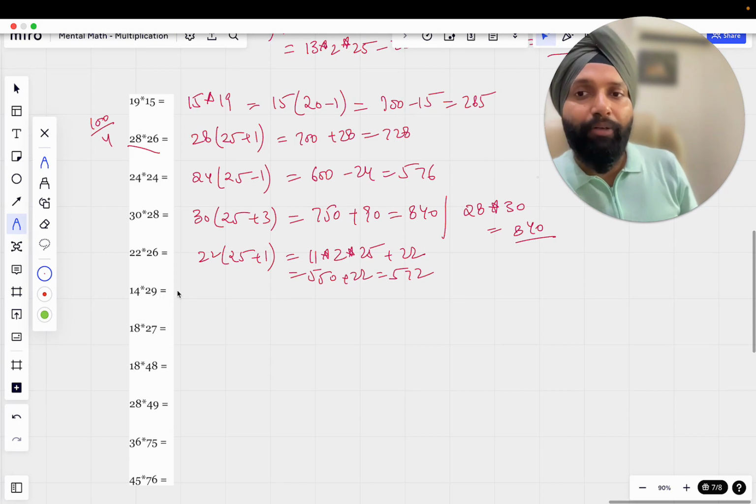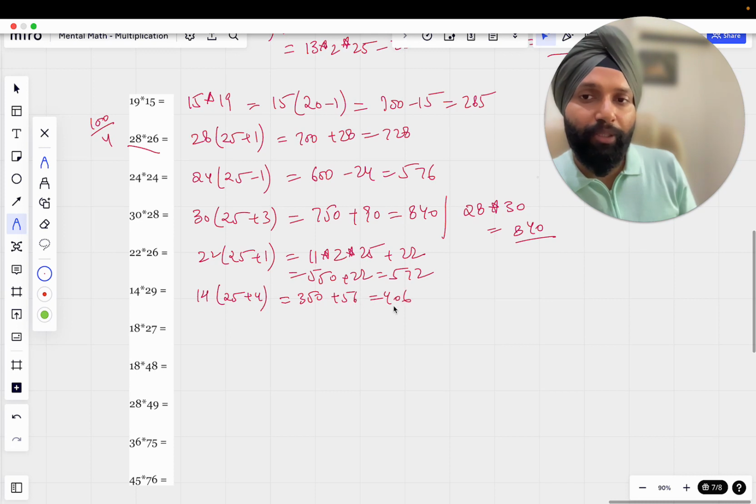Now 14 into 29, you can think in terms of 25 plus 4, and since it's not divisible by 4, it's going to be a little bit of calculation. So this is going to be 350, so you make it 7 into 50 plus 56, so it is 406. Or you could do it another way. You can simply look at it as 30 minus 1, which is 420 minus 14, which is 406.